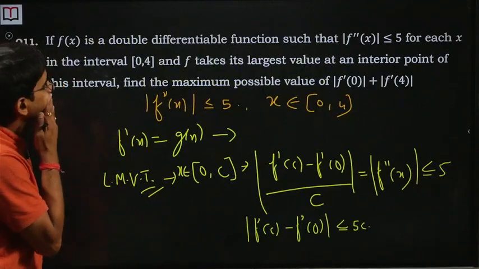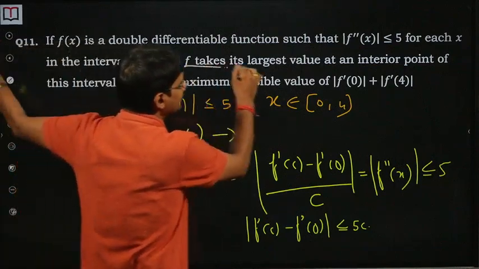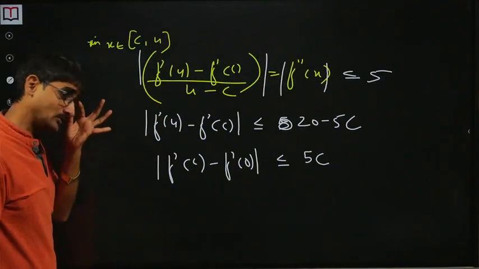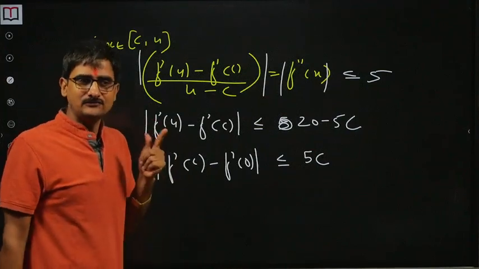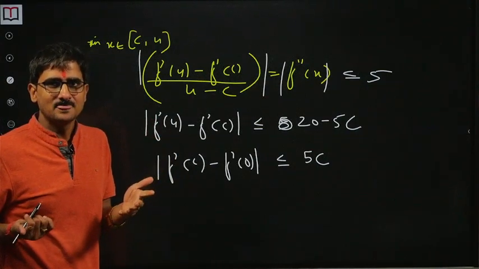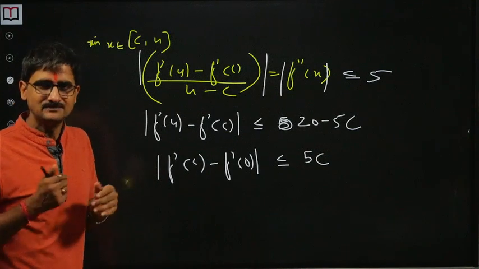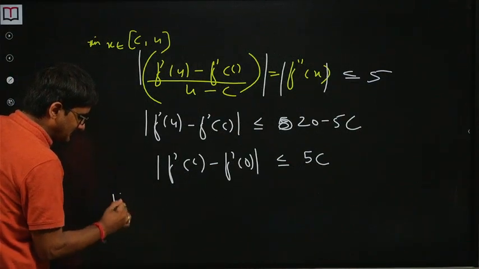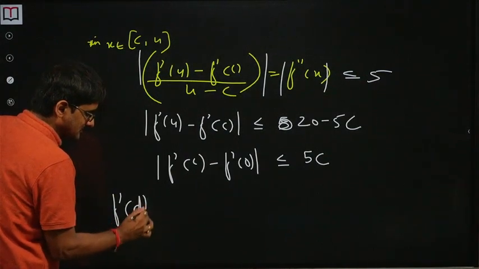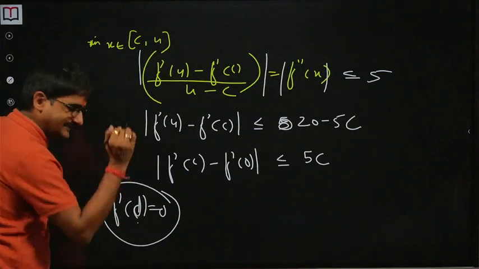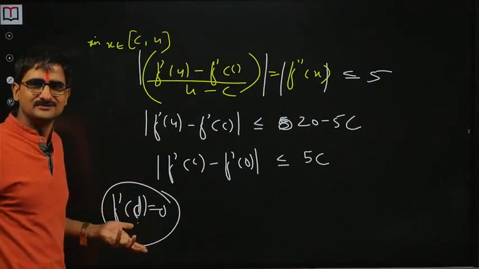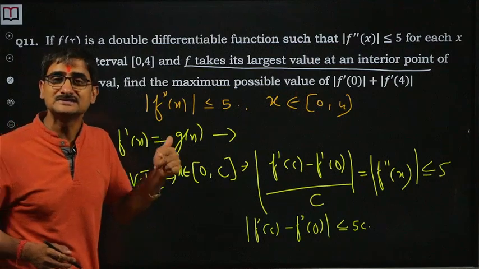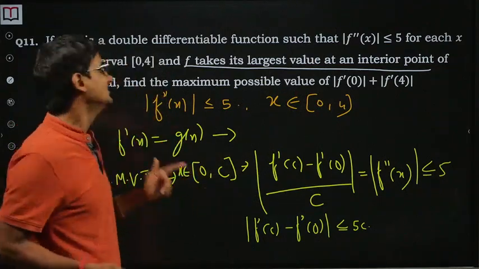Any other function, and f takes its largest value at an interior point. f takes its maximum value at an interior point. That means there will be a point, I'm not saying c, there will be a point where f dash c will be 0. Okay, let's put f dash c is 0. So that random point c is that point where the derivative is 0, where it is taking the maxima value. That's it. Okay, then we are done.